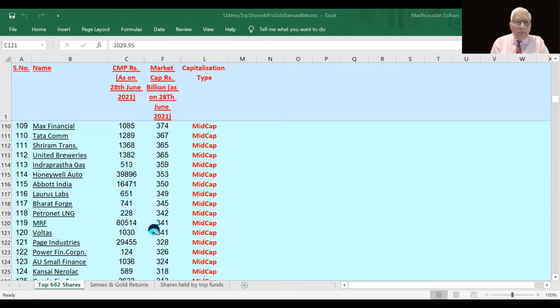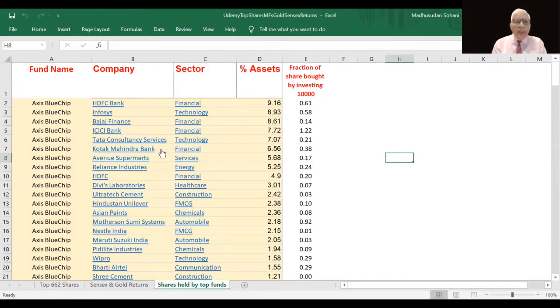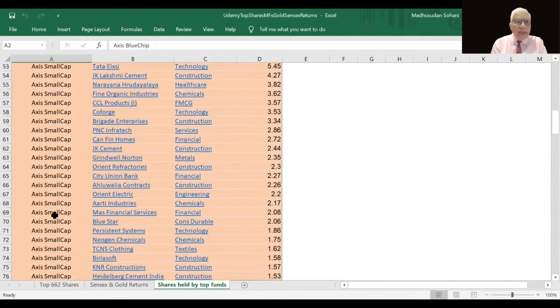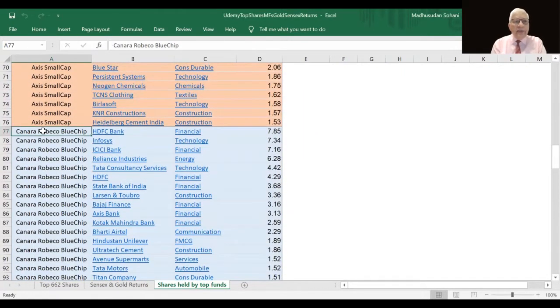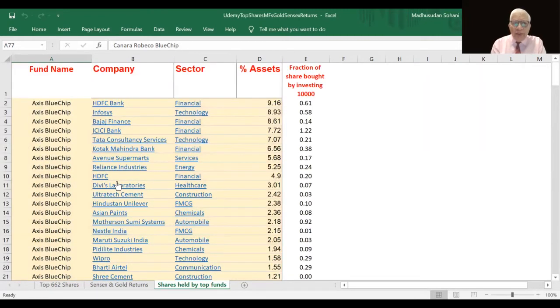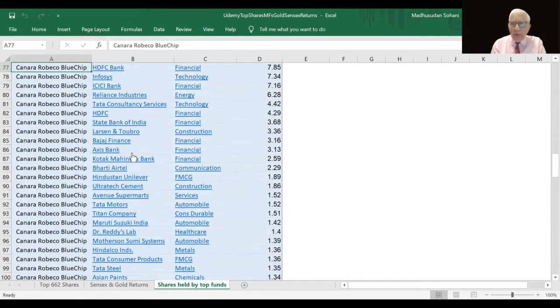Now, for example, if I go to this sheet, shares held by mutual funds. Two large cap mutual funds have been listed, namely Axis Blue Chip Fund and Canara Robeco Blue Chip Fund. If you look, there are a lot of commonalities between the shares held by Axis and those held by Canara Robeco. There are some different shares, some are the same.